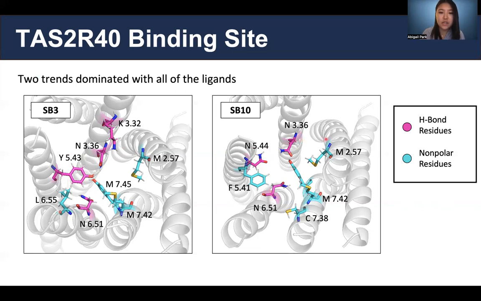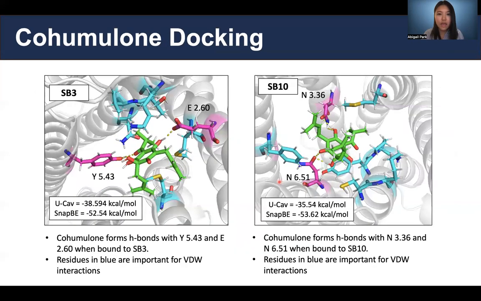The nonpolar residues are shown in blue. And the biggest difference between the nonpolar residues is that the phenylalanine on the 5th helix was also really important for nonpolar interactions in ligands that bound to SB10. For example, you can see the 2 different binding poses for cohumulone in SB3 and SB10. And just looking at it at a glance, you can see that these binding poses are pretty different.